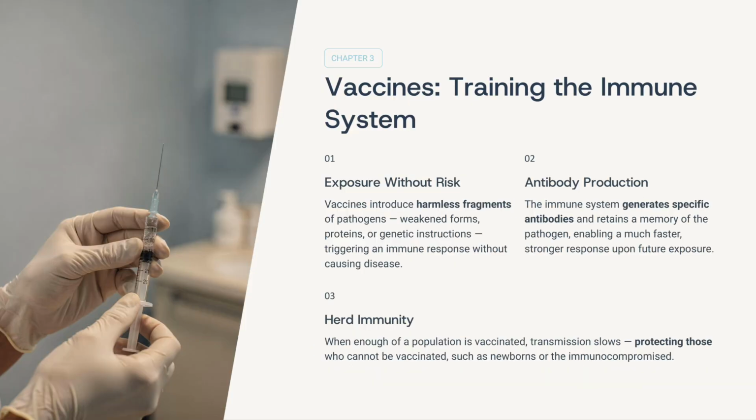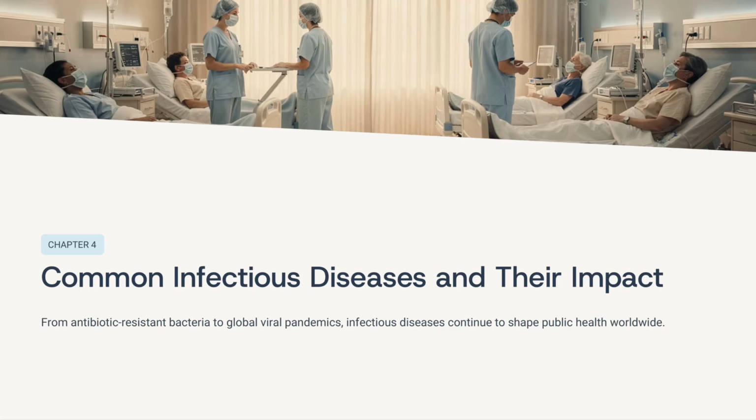Vaccines train the immune system by exposing it to harmless fragments or weakened forms of pathogens, prompting antibody production and immune memory without causing disease. This prepares the body for faster, stronger responses on future exposure and, at population scale, contributes to herd immunity that protects the vulnerable. Infectious diseases continue to shape global health.